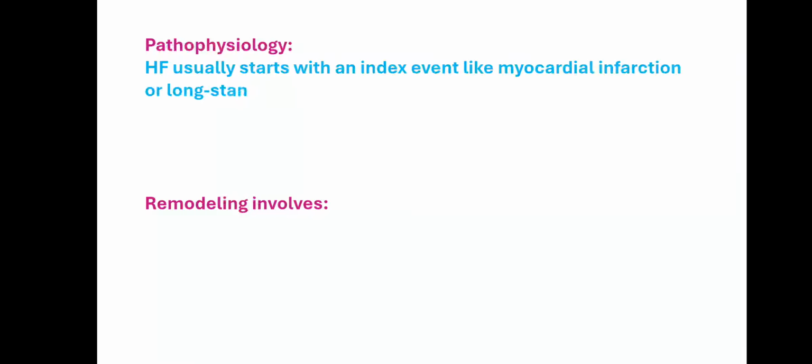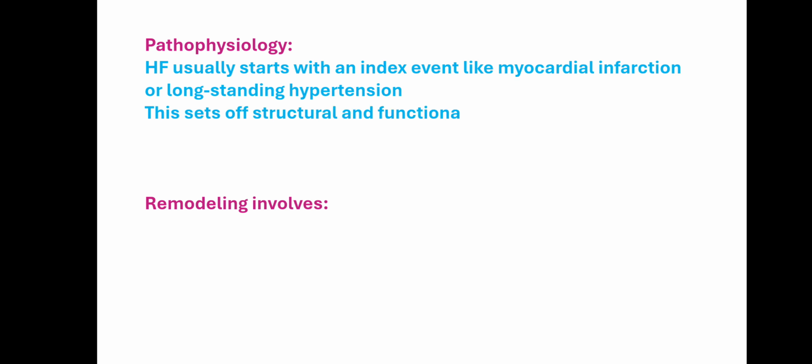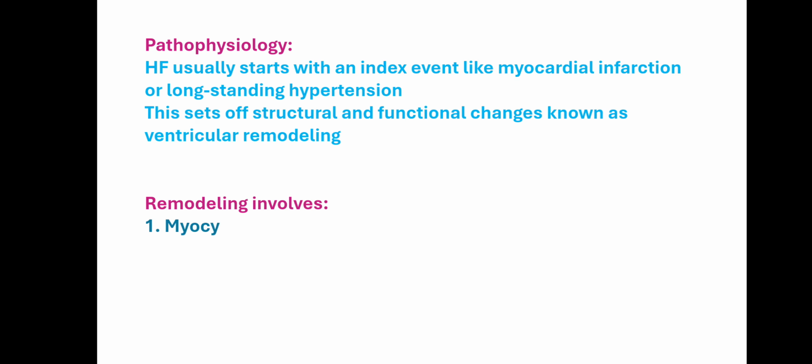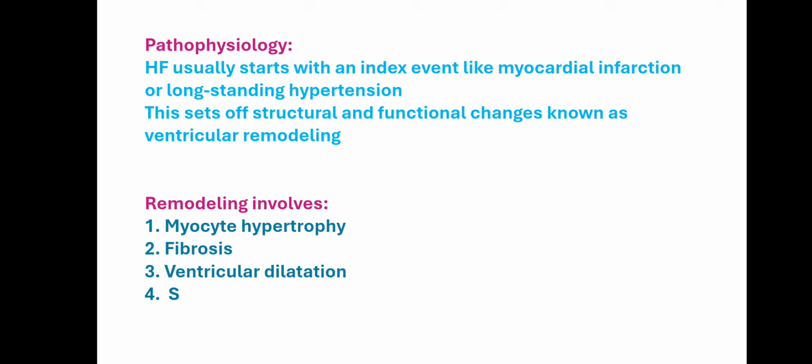Pathophysiology: heart failure usually starts with an index event like myocardial infarction or long-standing hypertension. This sets off structural and functional changes known as ventricular remodeling. What is remodeling of the ventricle? What happens? Myocyte hypertrophy, fibrosis, ventricular dilatation, and systolic or diastolic dysfunction. These are the four important components of ventricular remodeling.